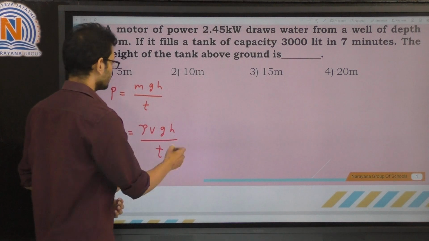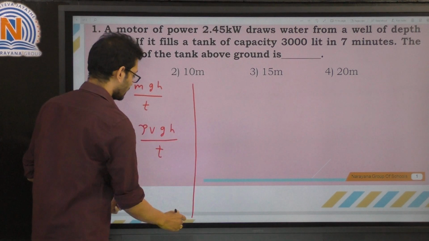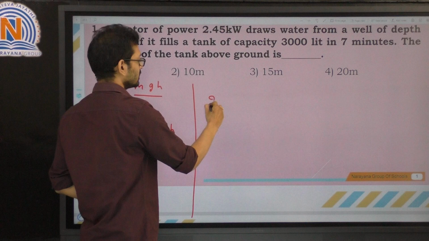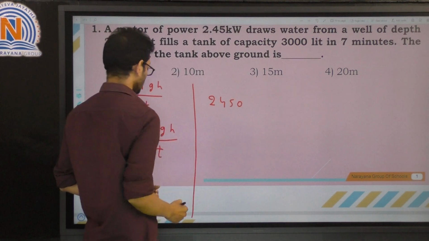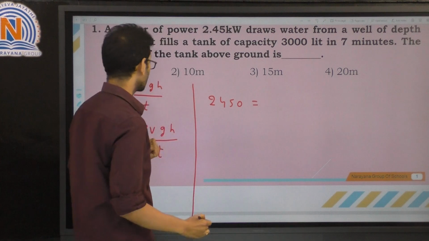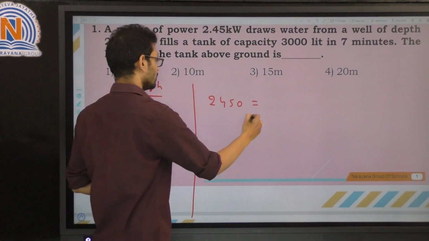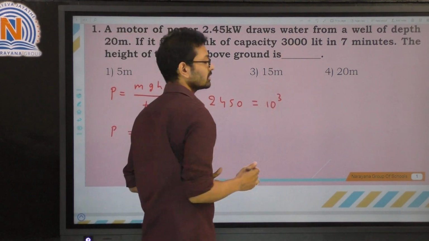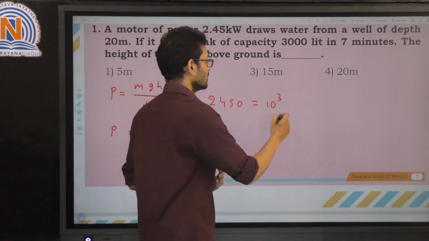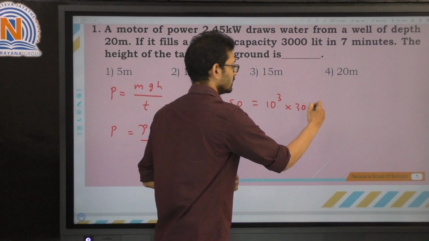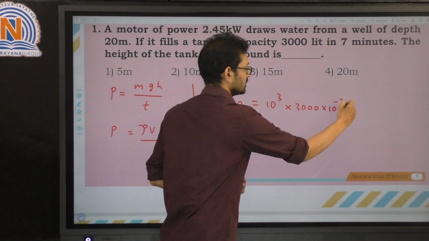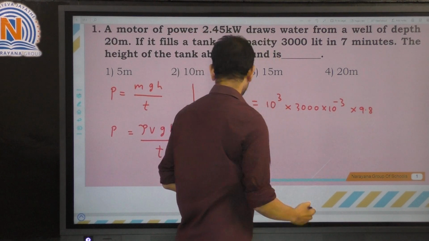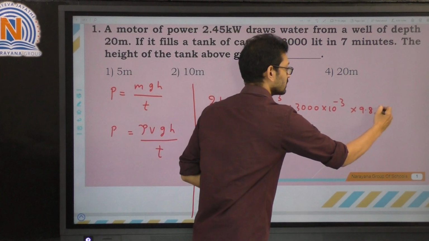Now let us try to substitute the values in this formula. P is 2.45 kilowatts, I am going to write it as 2450 watts, that is equal to density. Density of water we know is 10 power 3. And volume is given as 3000 liters, you will be writing it as 3000 into 10 power minus 3, into gravity 9.8, and height, which you have to find out.